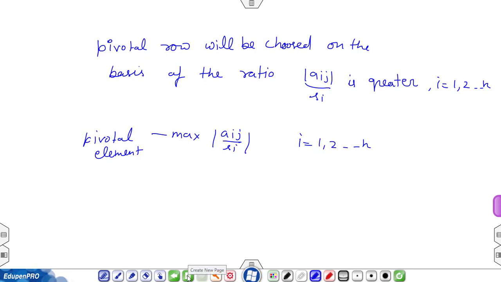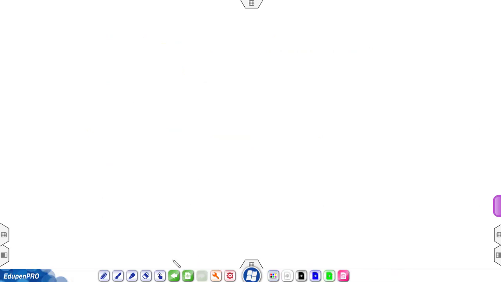Now let us explain this method with the help of an example. After that we will apply partial pivoting. Suppose Ax equals b is given to you, with the matrix rows 1, -1, 2, 1; 3, 2, 1, 4; 5, -8, 6, 3; 4, 2, 5, 3.